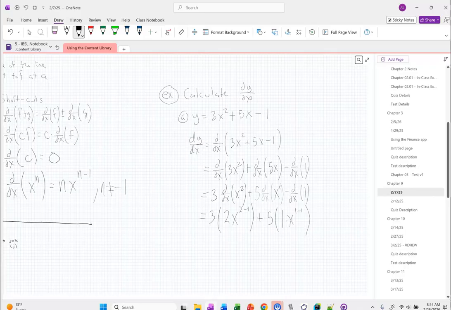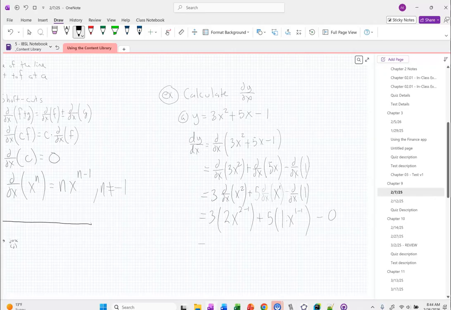Everybody okay? And then the derivative of 1. Well, 1 is just a constant. What's the derivative of a constant? 0. Everybody so far so good?